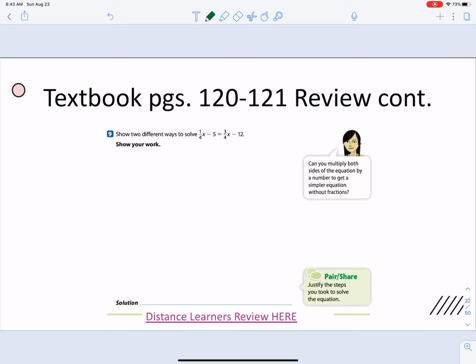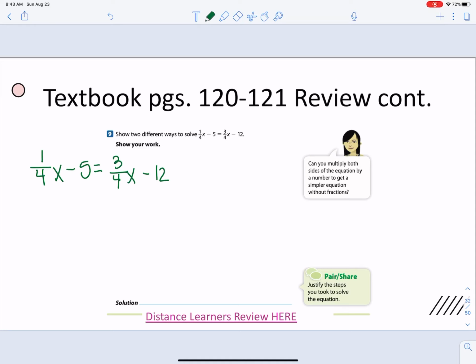Textbook pages 120 through 121, review number 9. It says we need to solve it 2 different ways. So what we'll do here, I'll go ahead and rewrite it here on the left side, and then we'll do it a different way on the right side.